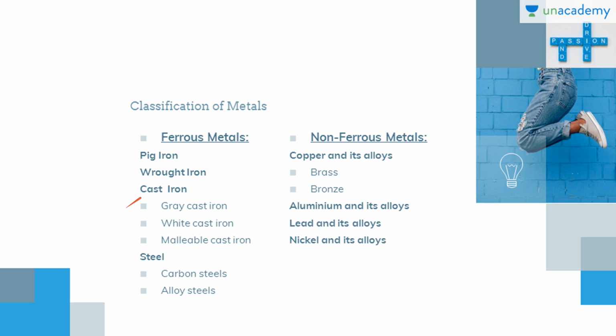The white cast iron is produced by chilling, or rapidly cooling, selected areas of a casting in the mold, which prevents the graphitic carbon from precipitating out. Then you have the malleable cast iron, which is produced by annealing, a heat treatment process, in order to transform iron carbide or cementite present in the white cast iron to graphite. Then you have the steel.